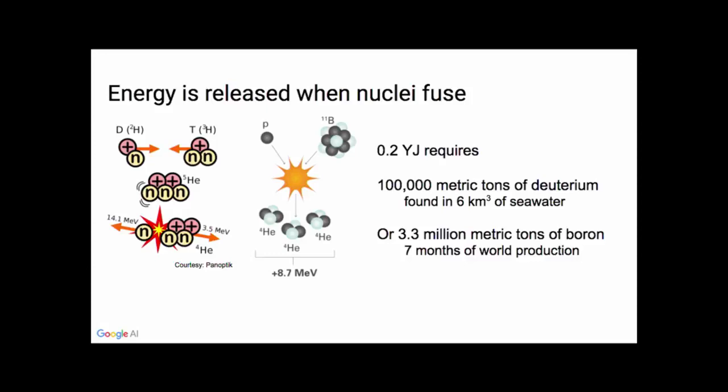In fact, this is incredibly energy dense. The 0.2 yotta-joules we need for the next 100 years, if you fuse deuterium, only requires 100,000 metric tons of deuterium, which can be found in 6 cubic kilometers of water. For 100 years, that's very feasible. Or if this proton-boron reaction turns out to be feasible, you only require 3.3 million metric tons of boron. That sounds like a lot, but it's only 7 months of world production of boron. So fusion has the potential of being an inexhaustible energy source.